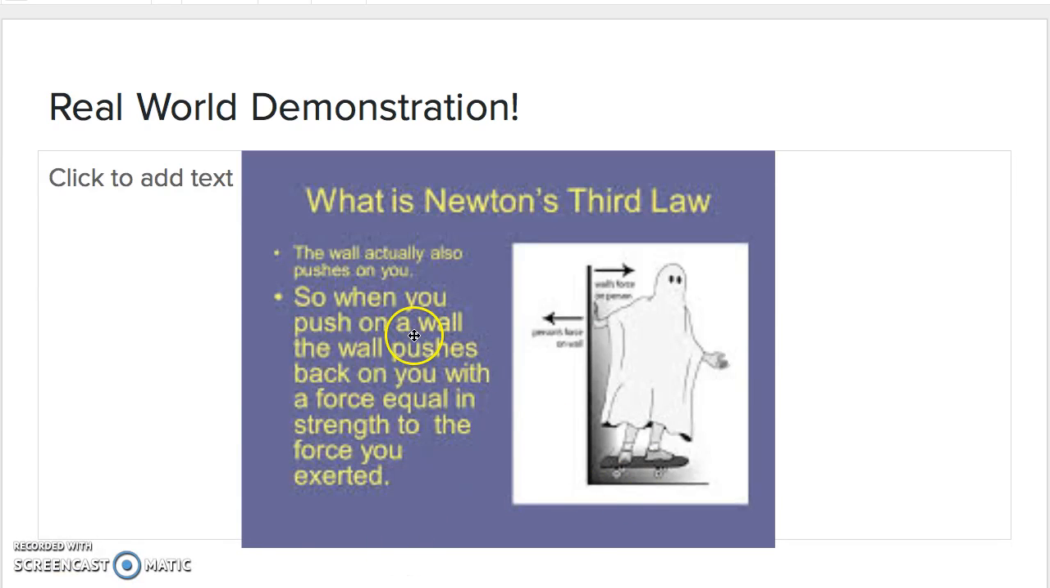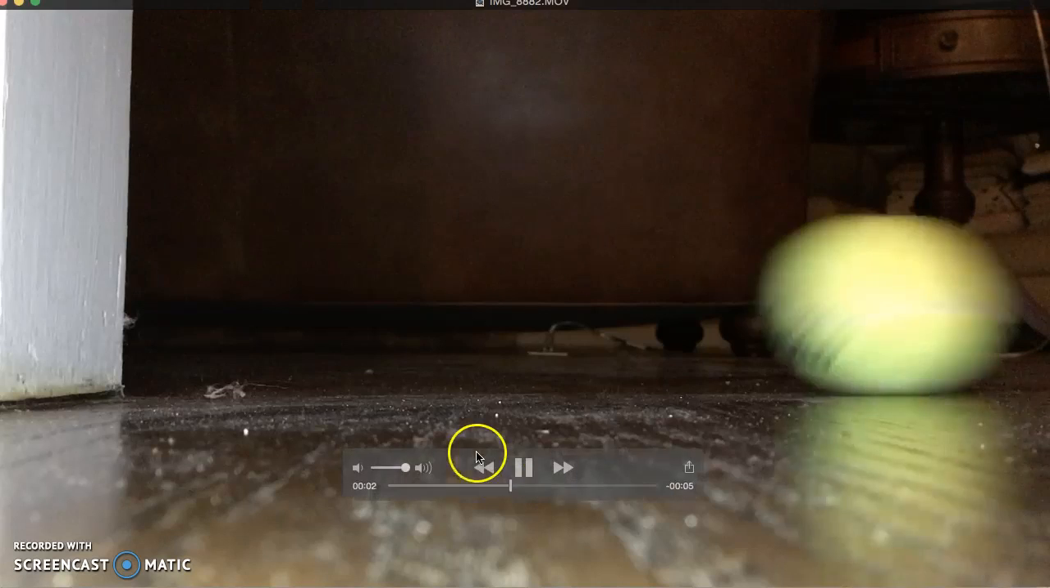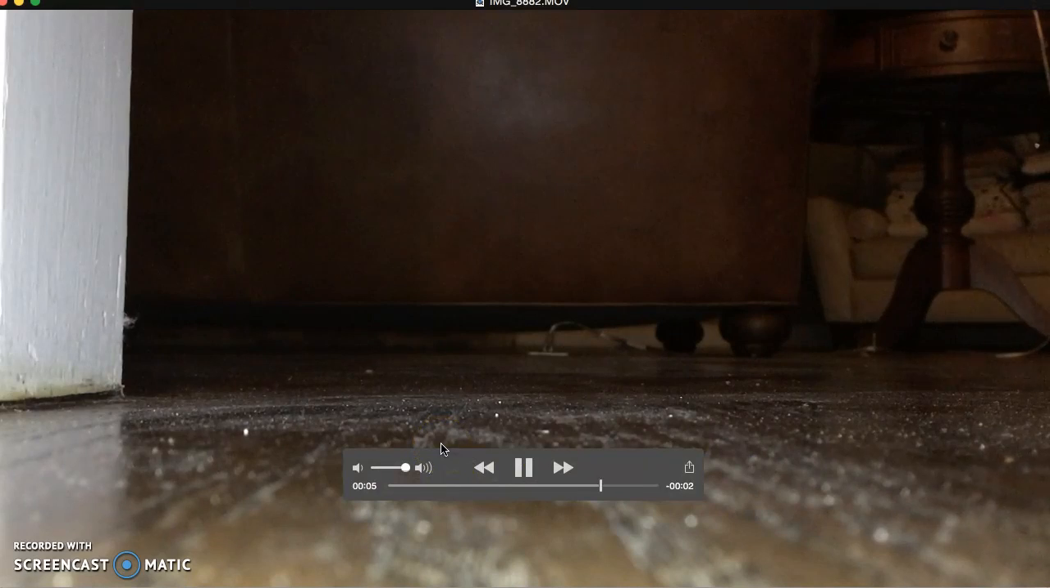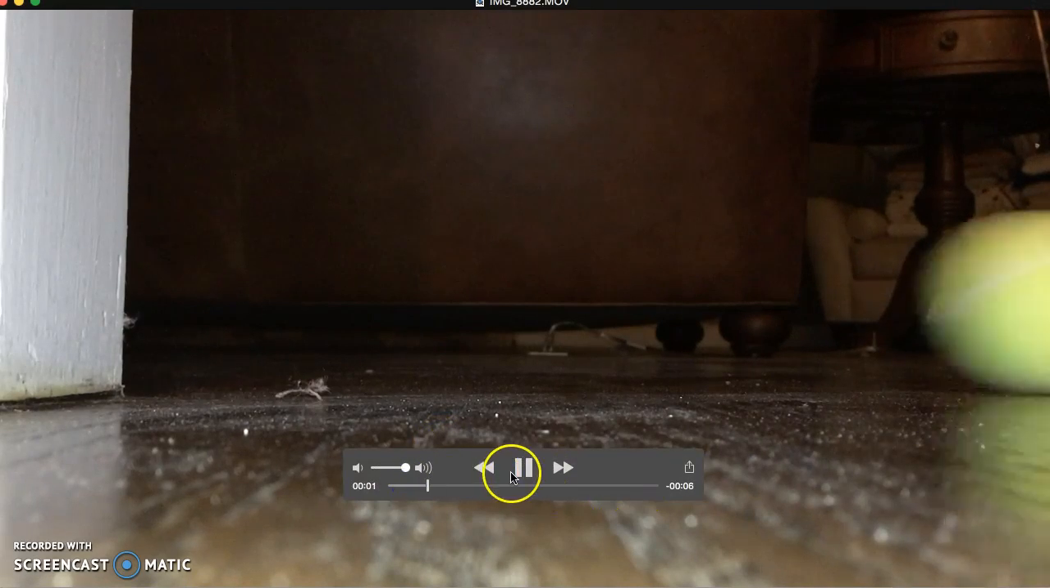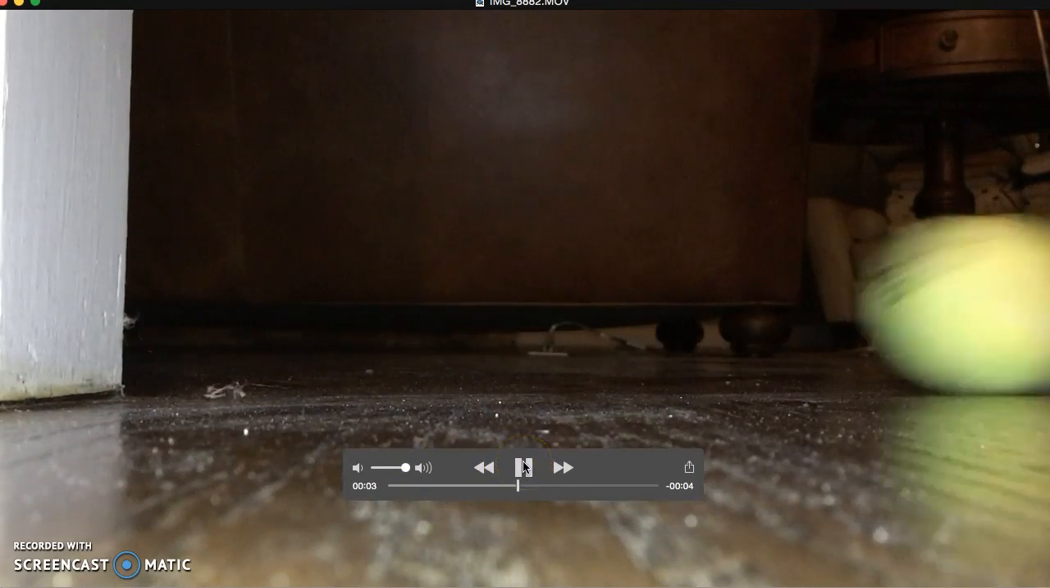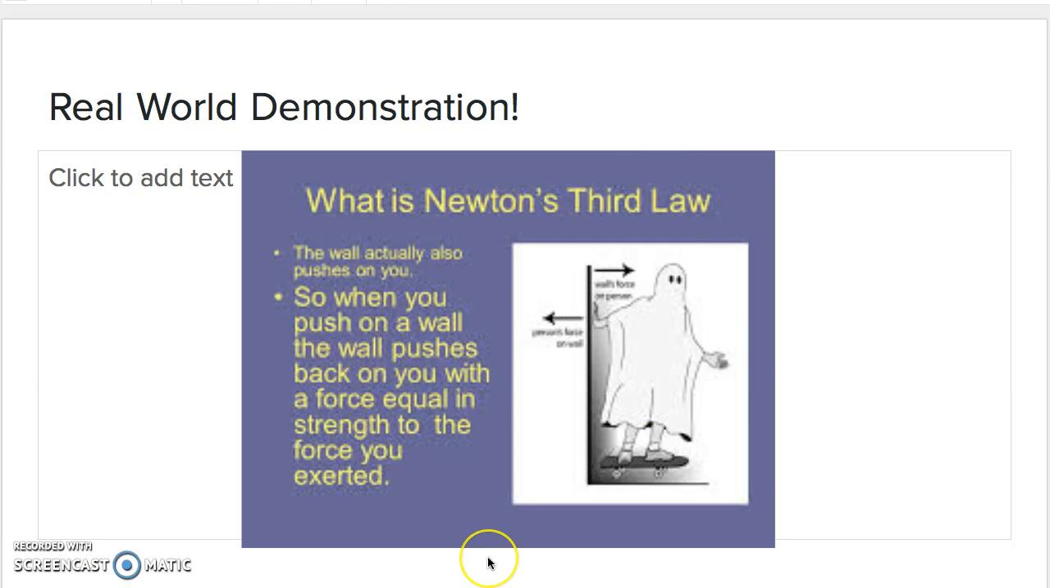So then the question becomes, why is this? There, it's working, finally. Here, let's see if it works this time. There you go. Alright, that's the tennis ball being pushed against the wall. So why does this work?